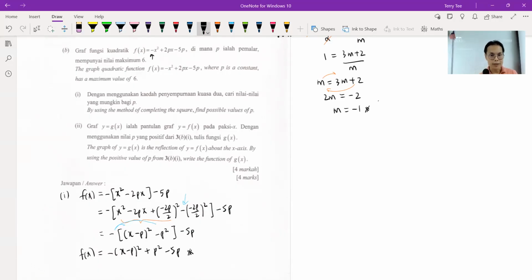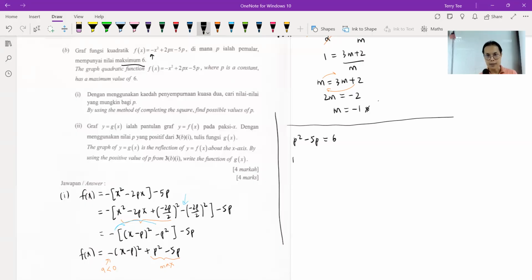Okay, but we are not done yet. Let's continue here. We need to find the value of p. It is given that it has nilai maximum of 6. So remember, the maximum or minimum is the one outside the bracket. This is your maximum, right? When the one inside the bracket is 0. So we don't need to find the one inside the bracket. We need to find the one outside the bracket. This is your maximum. I know it's maximum because your a is less than 0, right? So let us take the maximum p squared minus 5p and equate it with 6.